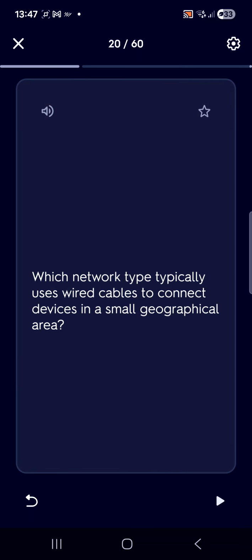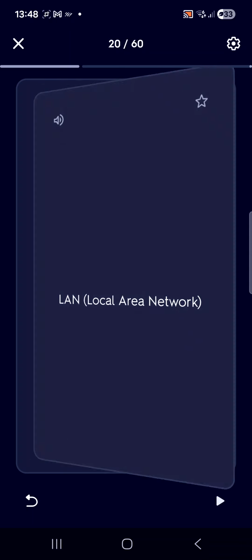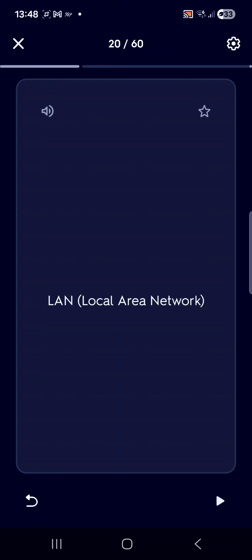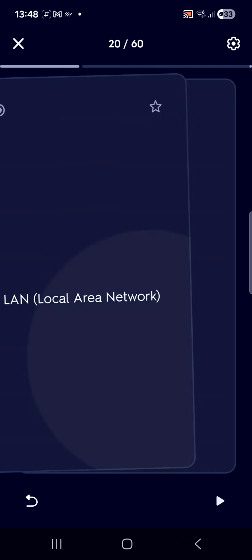Which network type typically uses a wired cable to connect devices in a small geographical area? That would be local area network, not land area node. Okay, I get it. LAN, which is local area network.